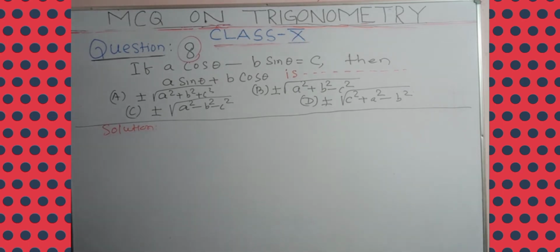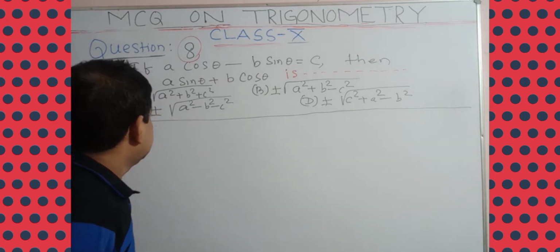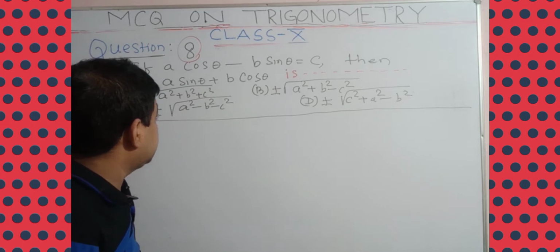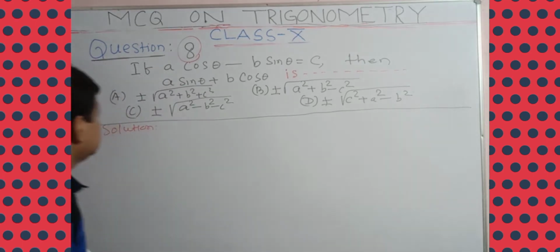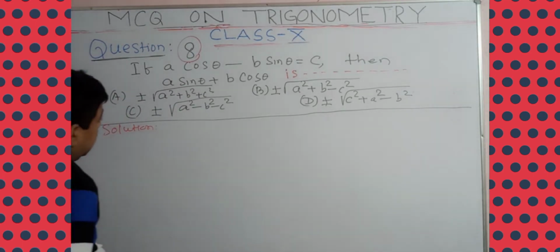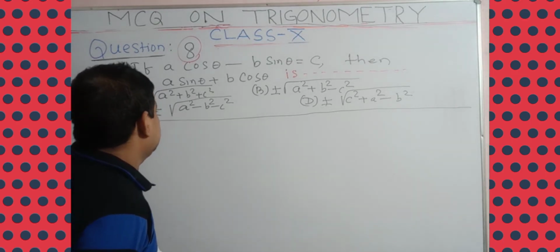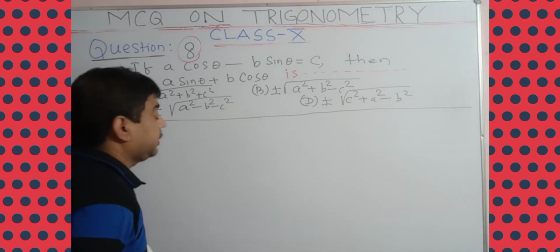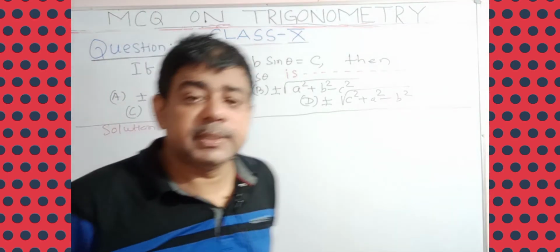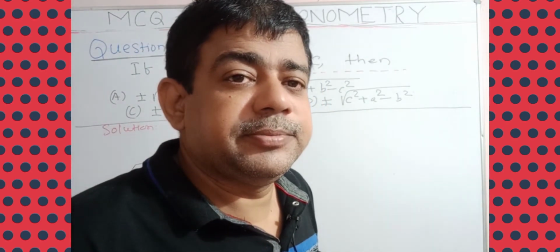Understand? Let's see how to do. Yes, it is given a cos theta minus b sin theta is equal to c. Then the value of a sin theta plus b cos theta we have to find out. Understand? Yes, how to do?